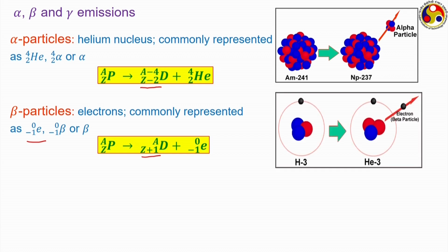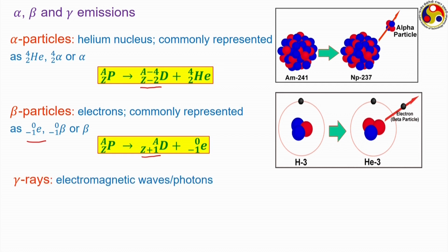This is one typical example where tritium, the third isotope of hydrogen, undergoes beta particle decay and gets converted to helium. Both have a mass number of 3, but while tritium has 1 proton and 2 neutrons, helium has 1 neutron and 2 protons.